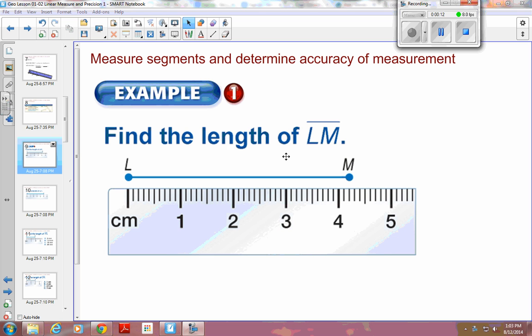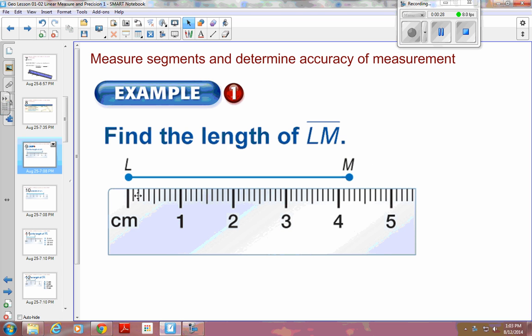It doesn't tell you what units, so you should use your precision that we just covered. And so we've got these little tiny lines, and these little tiny lines are millimeter lines. These big lines are the centimeter lines. And so in order to use precision, we want it to the closest millimeter.